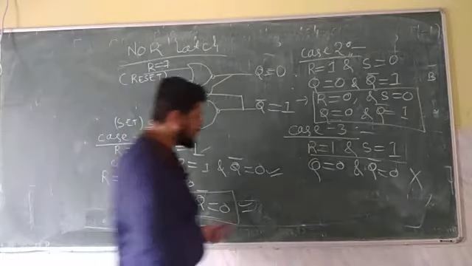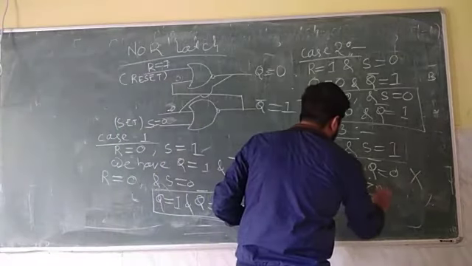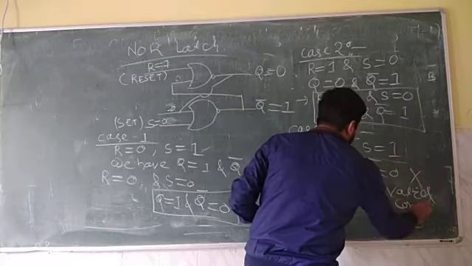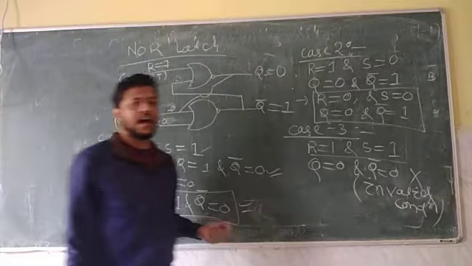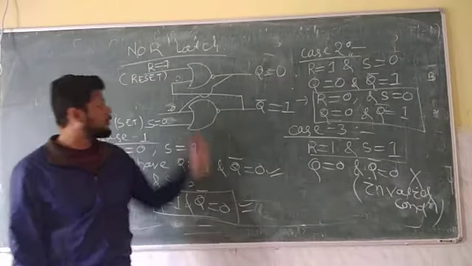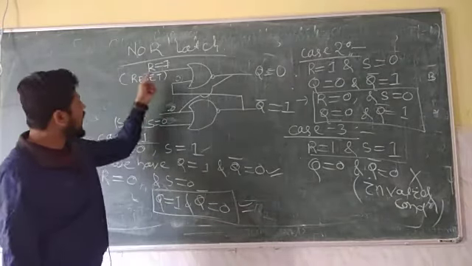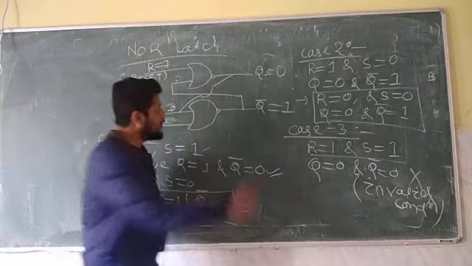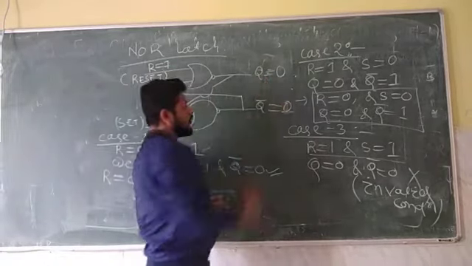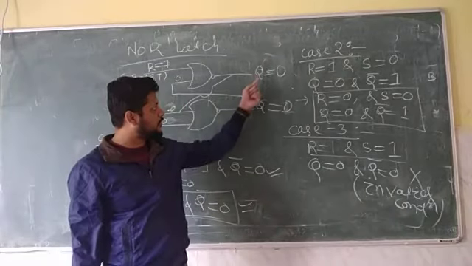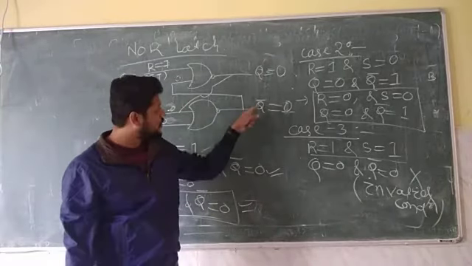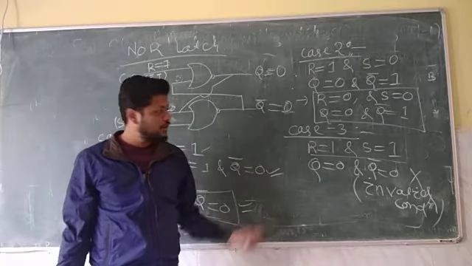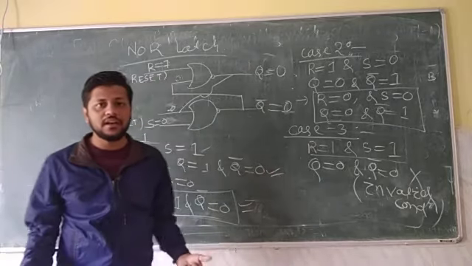So which is not satisfied by this R is equal to 1 and S is equal to 1. So what will happen? This is known as your invalid condition. So never apply R is equal to 1, S is equal to 1 in case of NOR latch. So you can see here, when R is equal to 1, Q is equal to 0, when S is equal to 1, Q bar is equal to 0. This is not satisfied. If Q is equal to 0, Q bar must be 1, because Q bar is the complement of Q. But here we will get both the outputs as 0. So that's why this is your invalid condition.